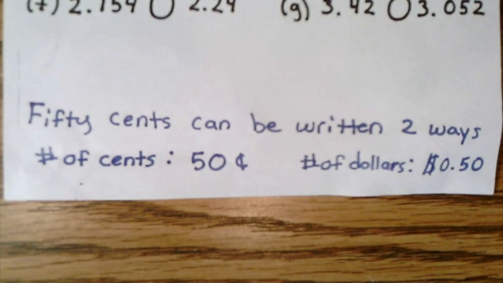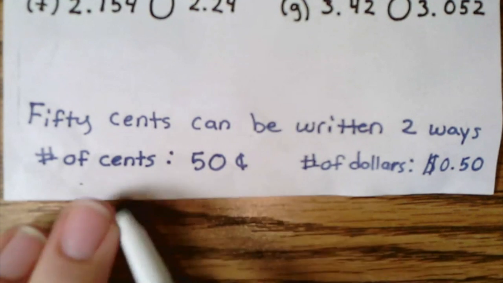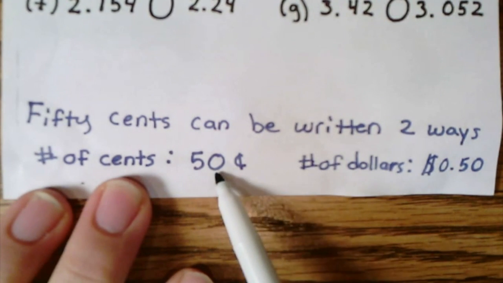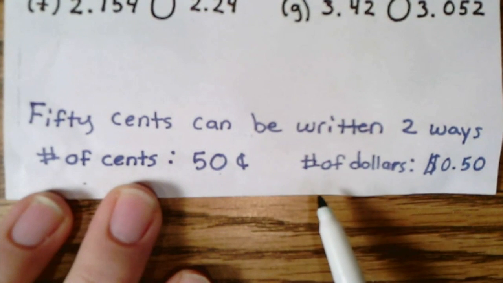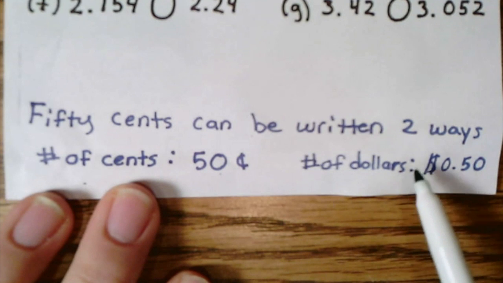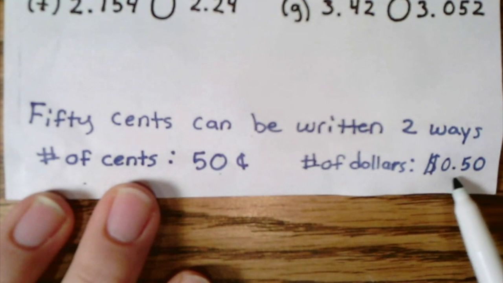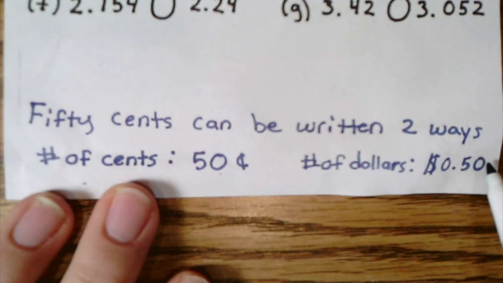All right, let's talk about writing cents. So 50 cents can be written 2 ways. It can be written as the number of cents, which would be 50 with the symbol cents. Or it can be written as the number of dollars. So 50 cents is $0, and it's then half of a dollar, which is 0.50. So both of these are correct.